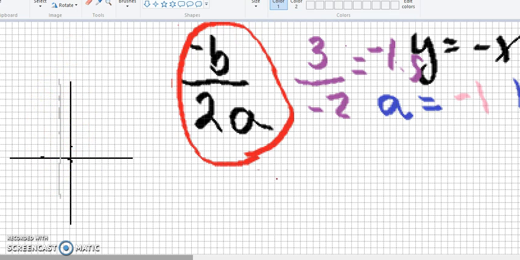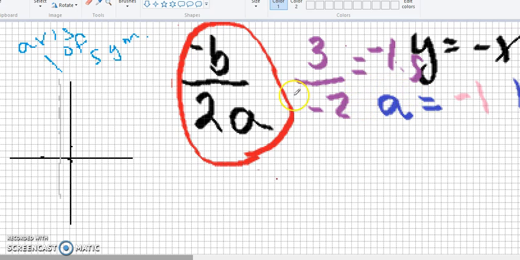So I can label that and just put axis of symmetry. Just label like that.